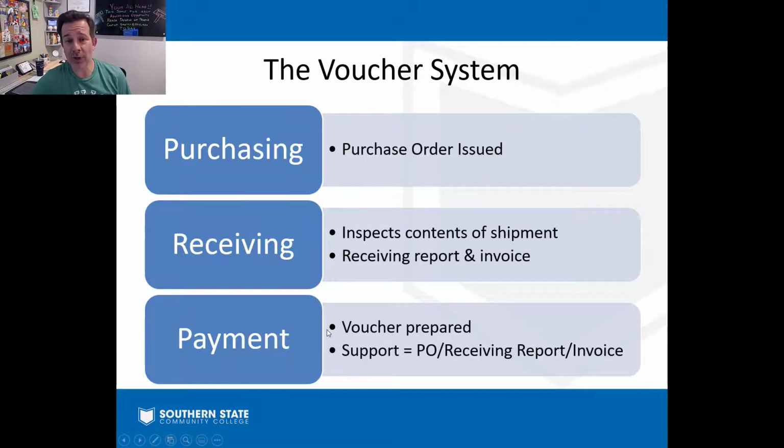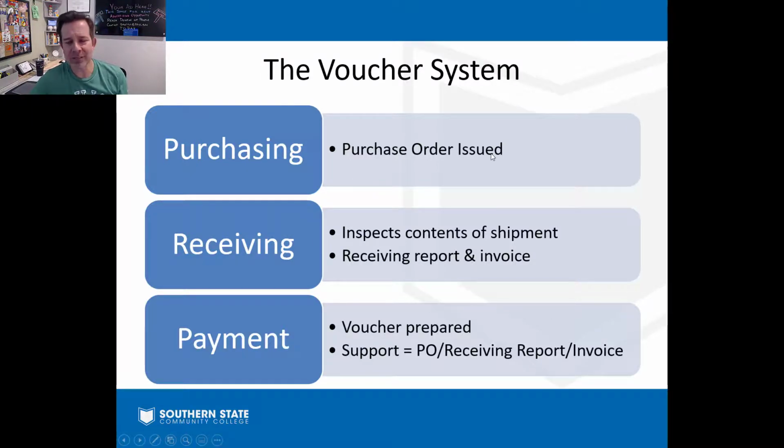But they would prepare the voucher. The voucher would include all the support: the PO, the receiving report, the invoice, all those together. And they would make sure everything ties out and matches up, and then they would authorize payment. And so you can see those separations there.